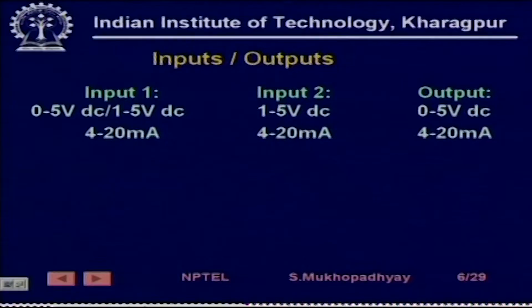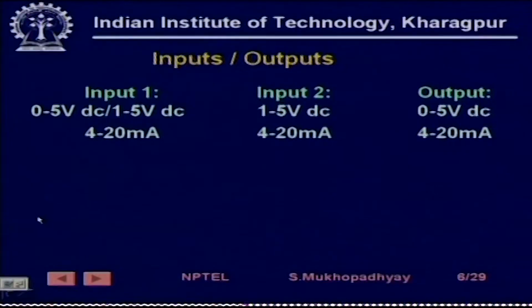And if you look at its input outputs, for all controllers input outputs are very important. So, it provides 0 to 5 volt DC or 1 to 5 volt DC. 1 to 5 volt DC is sometimes provided to detect wire breaks or shorts to ground, or you could have 4 to 20 milliamperes. So, you have two inputs. On one of them it can take 0 to 5 volt or 1 to 5 volt DC and 4 to 20 milliamperes, and in the other input it can take 1 to 5 volt DC and 4 to 20 milliamperes, and as output it can provide 0 to 5 volt DC and 4 to 20 milliamperes.